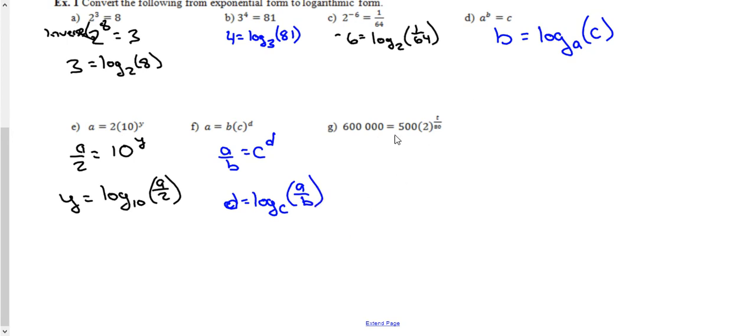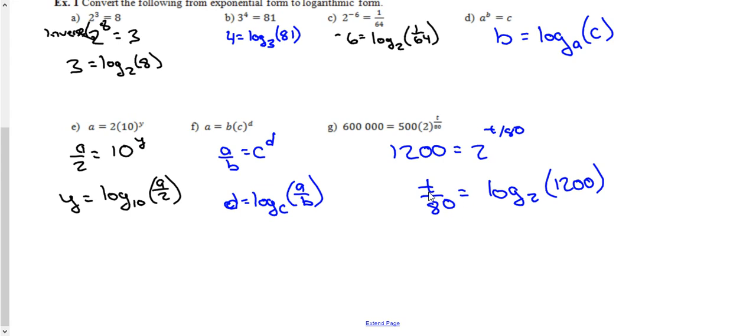And last but not least, here we want to get rid of that 500. So we're going to go 600 divided by 500, which is 1.2, left over, is equal to 2 to the t over 80 there. That's fine. And let's rewrite that. So that's t over 80 is now equal to log base 2 of 1.2. And of course, if we ever needed to isolate for t here, you're just going to multiply out that 80. So if I ever needed to move on to isolate t, it's just going to be t equals 80 multiplied by log base 2 of 1.2. There we go. And this is just in case you ever needed to isolate for t.